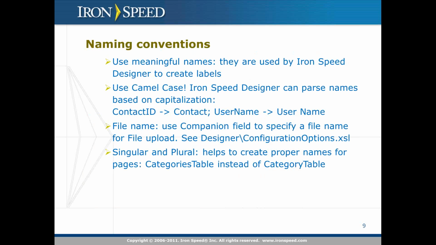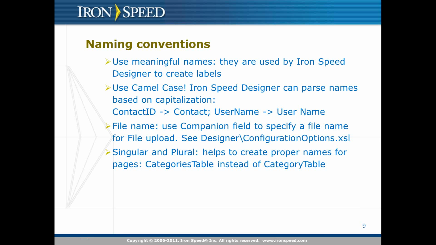Another important moment I want to mention is naming conventions. It's great if you design the schema from the get-go and can give meaningful names to the fields, because IronSpeed Designer uses those names to create labels. If you use camel case, IronSpeed can parse those names and, based on the capitalization inside the name, create human-readable names. For example, if you have a field called UserName in camel case, IronSpeed Designer will create a label for you: User Name, and so on.